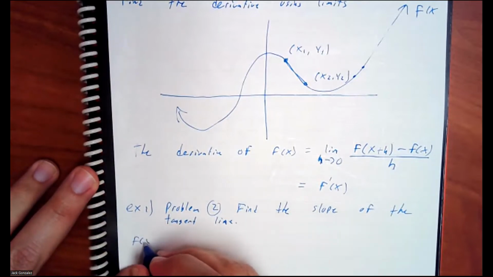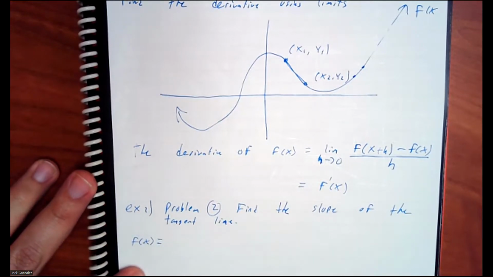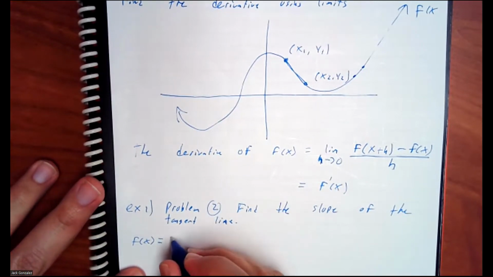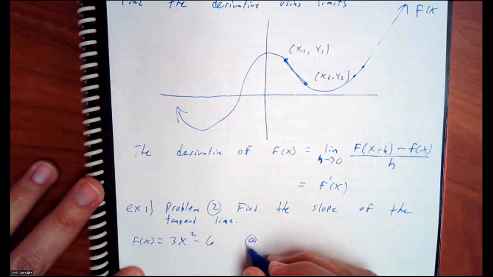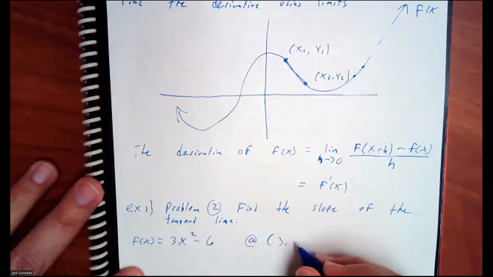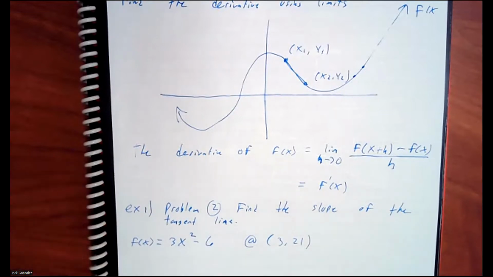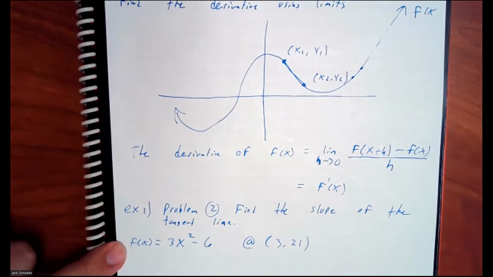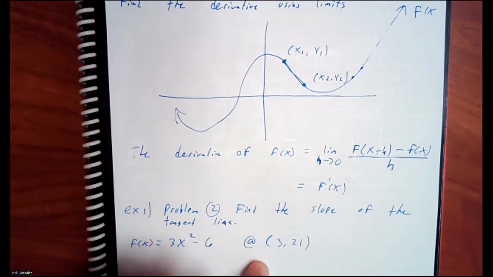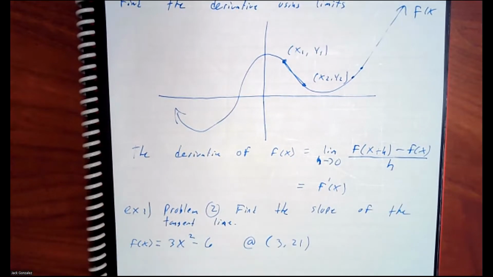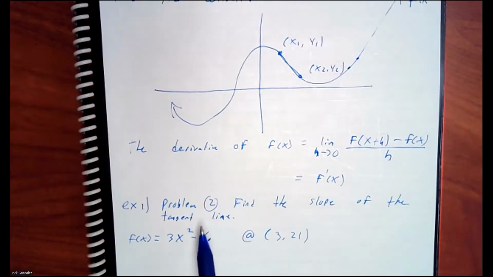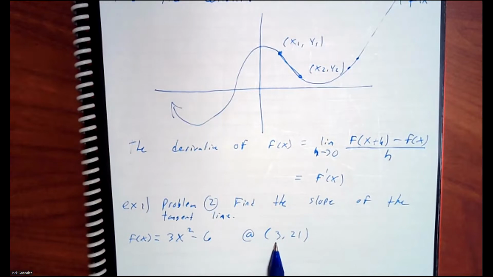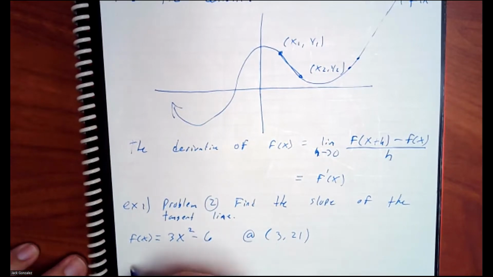So here's f of x that they give us: 3x squared minus 6. They want the rate of change at the point 3 comma 21. So here's the function, and there's a rate that we're going at 3 comma 21. That's what the slope of the tangent line is. It's the instantaneous rate of change at 3. So you need to find the derivative.